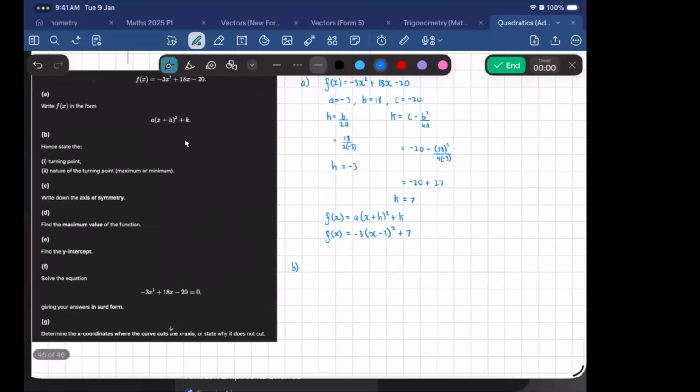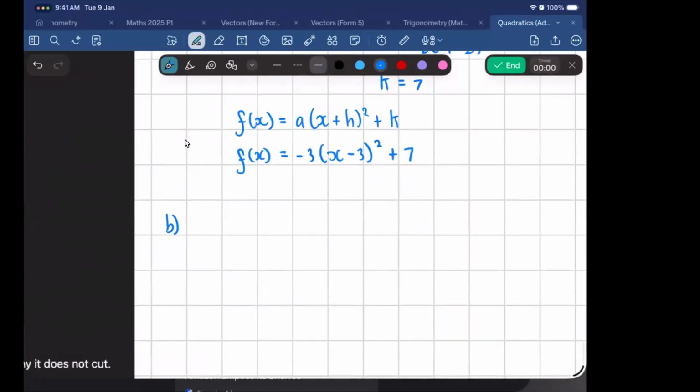Part B now. They want us to figure out the turning point. What would tell us the turning point? That will be minus K. Not minus. Minus H, comma K. Right. Is this a maximum turning point or a minimum turning point? Maximum. Because what? Because A is less than 0.